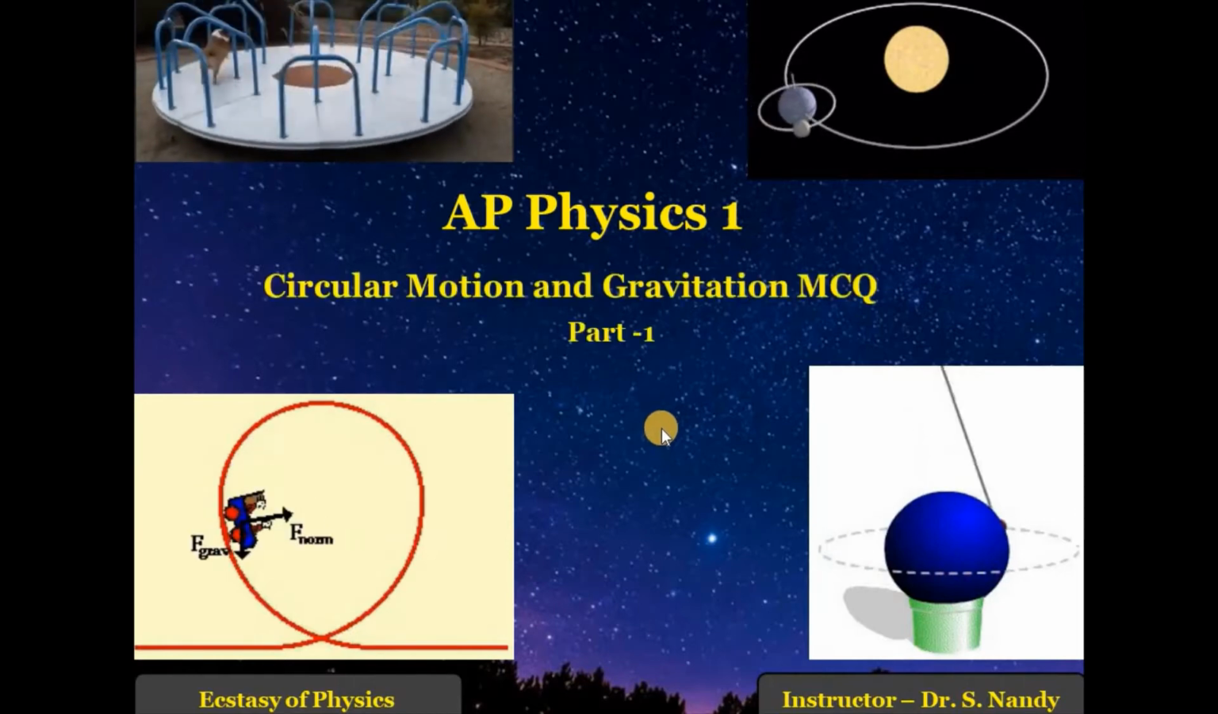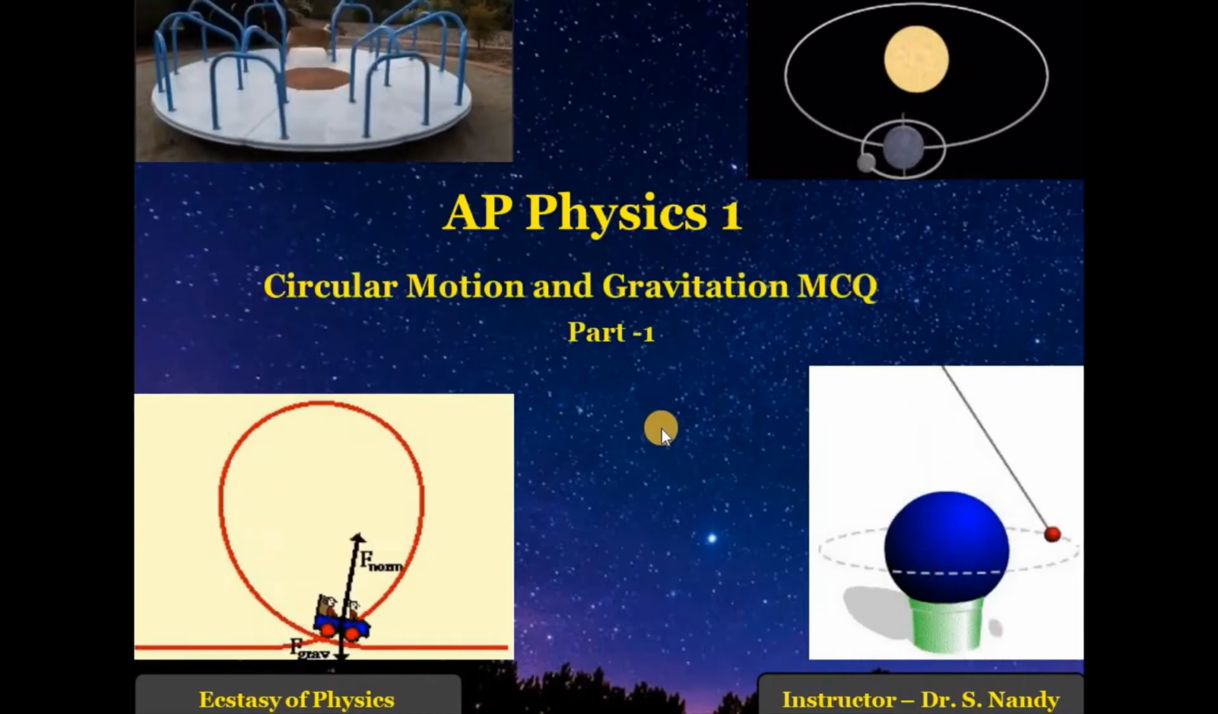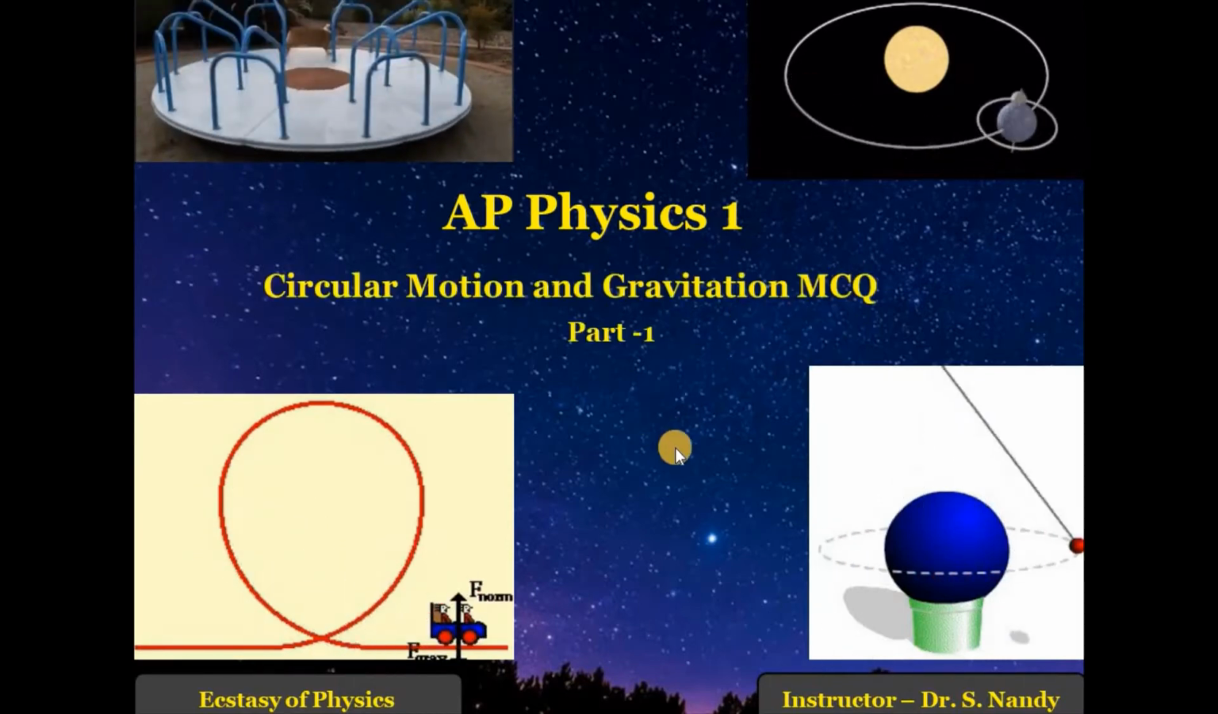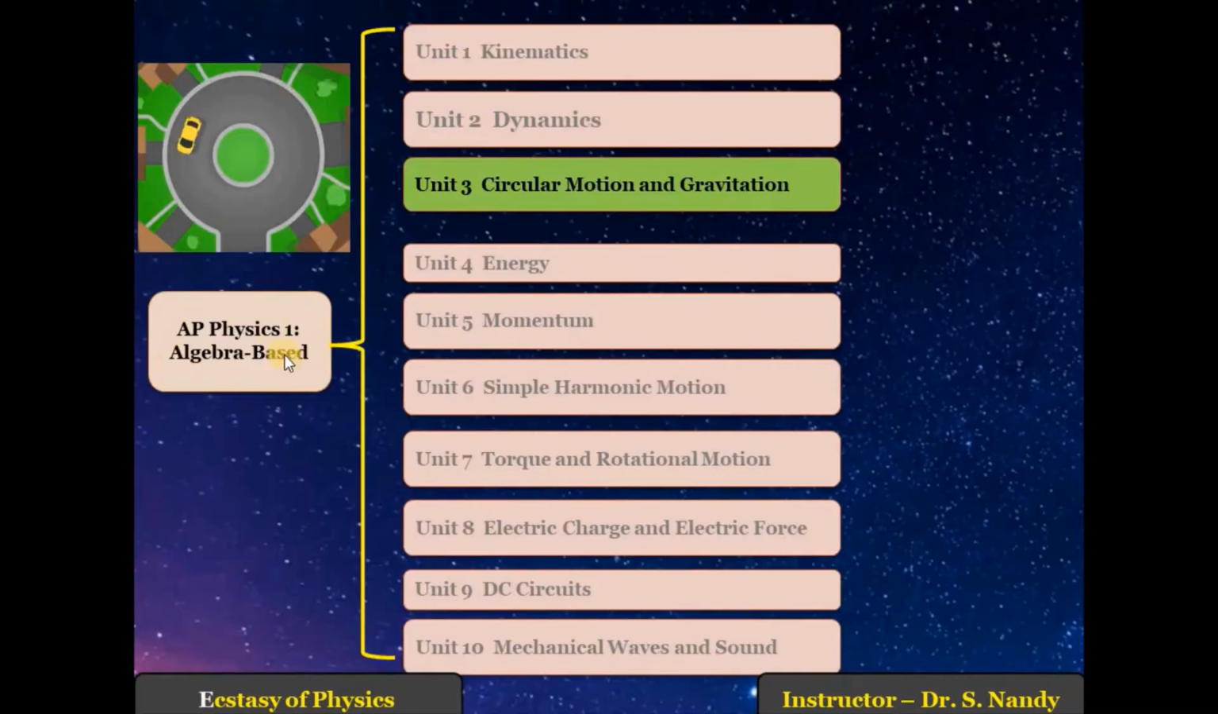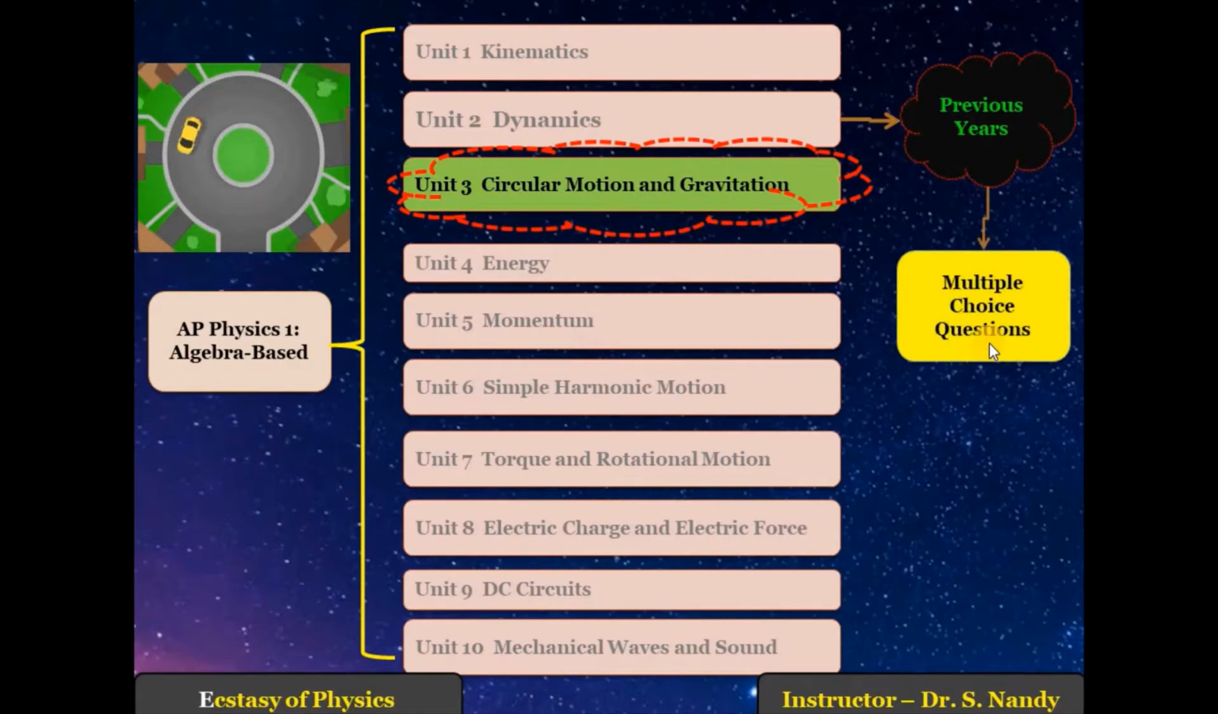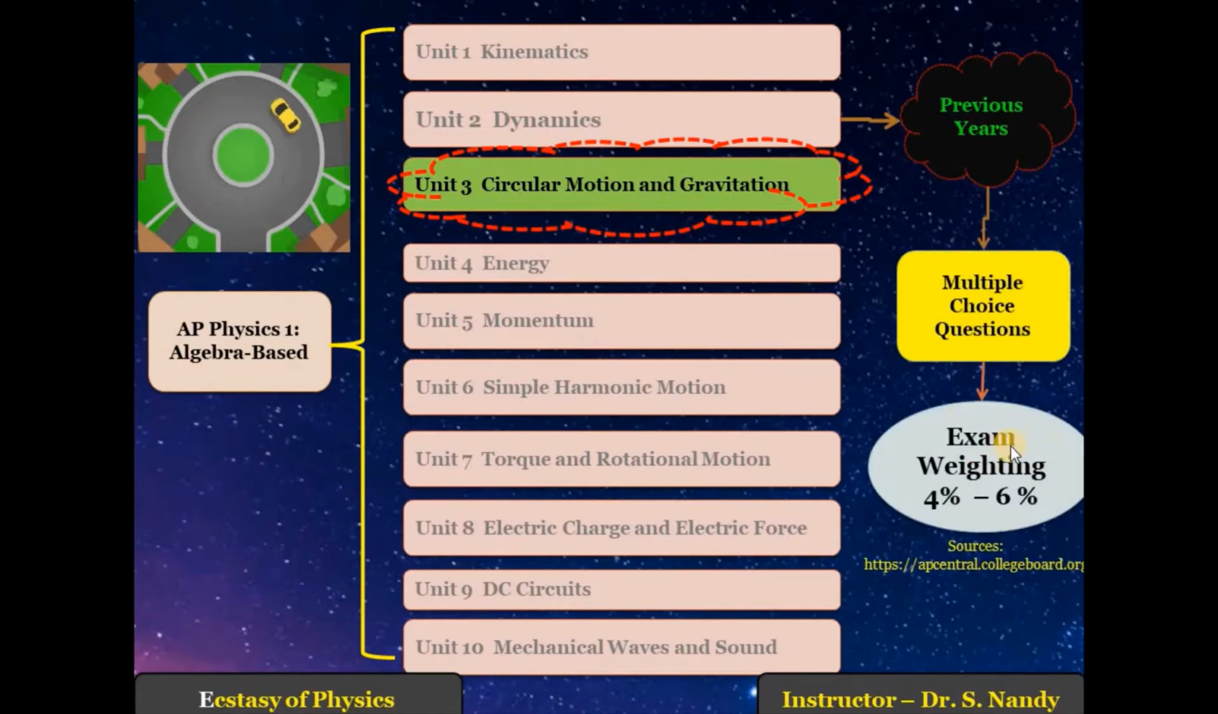In this video, we'll talk about the multiple choice questions of circular motion and gravitation that we have got in the past papers. Generally, the AP Physics 1 algebra-based course has 10 different units, among which circular motion and gravitation is the third unit. The exam weighting of circular motion and gravitation for multiple choice questions is around 4 to 6%.